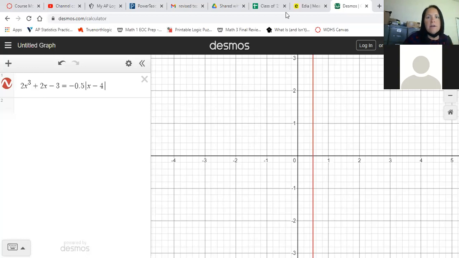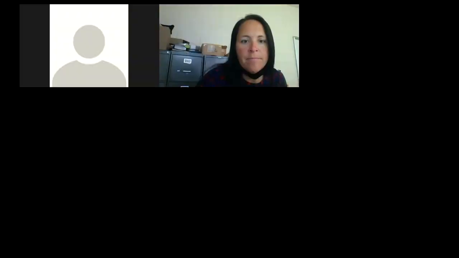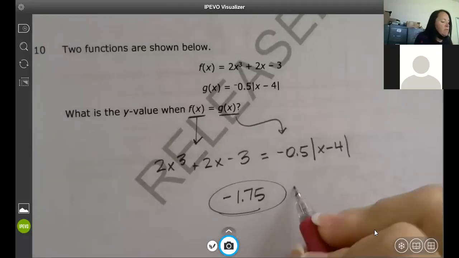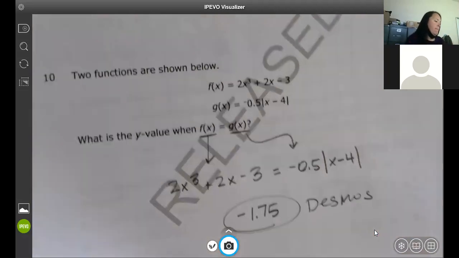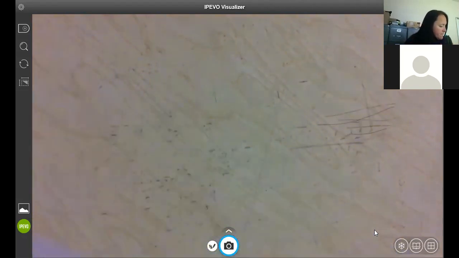All right, so I'm going to stop sharing this and I'm going to go back to our paper. So that one was negative 1.75. And again, this one was on Desmos. Trying to find some more like that.